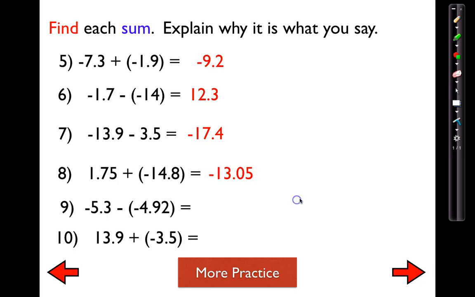For number 8, the sum is negative 13 5/100. For number 9, the difference is negative 38/100. And last but not least, for number 10, the sum is 10 4/10.